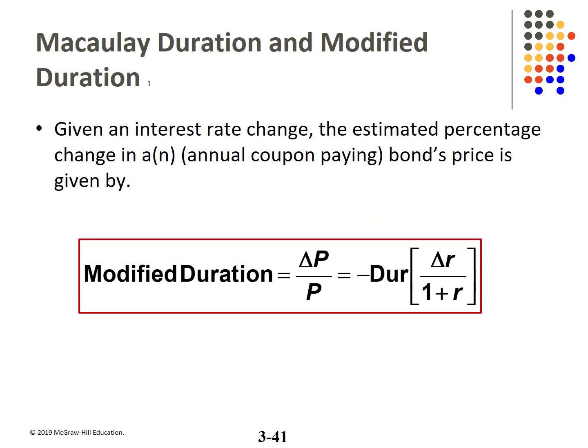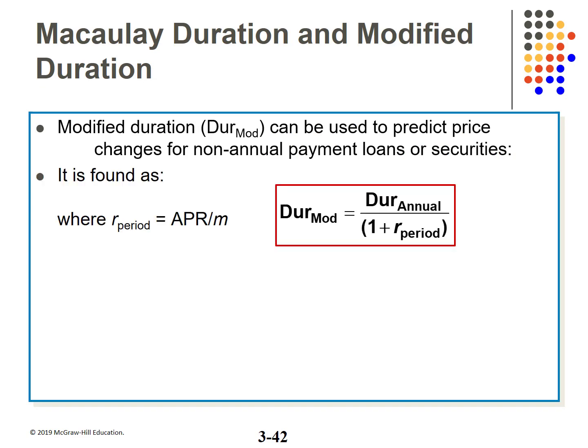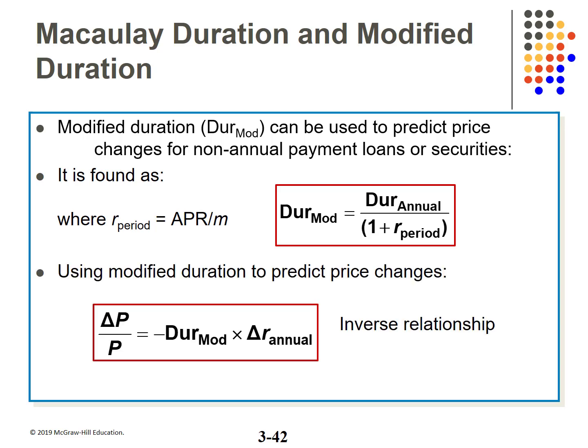Modified duration is a version of Macaulay duration that estimates the percentage change in bond price for a given change in yield to maturity. Note the negative sign before duration. That indicates the inverse relationship between yield to maturity and bond price. While this addresses using modified duration for a non-annual payer security, note that the annual change in interest rates is plugged into the prediction model.